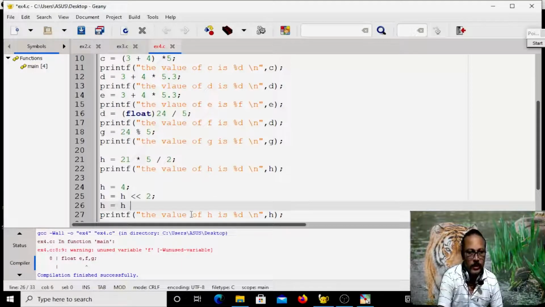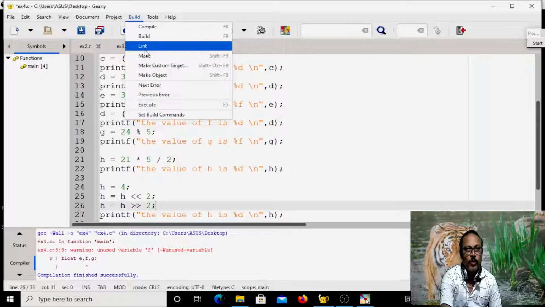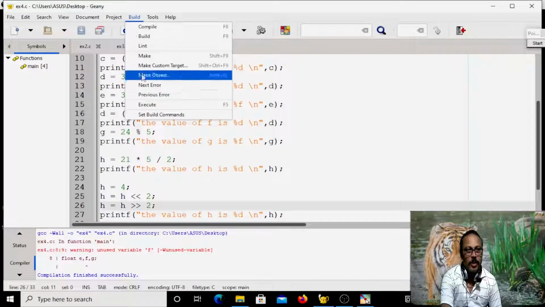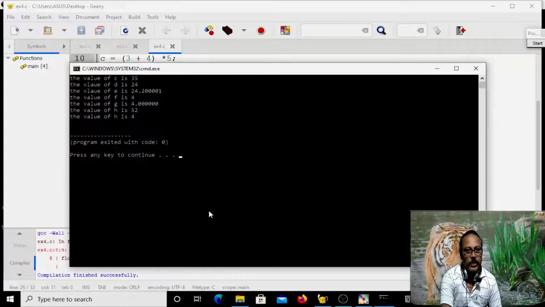Complete this. So if it is right shift, that means we have shifted left twice and shifted in the right direction by 2. So you should get the same result, that is 4 only. So left shifted, right shifted, compensated. So you are getting 4.